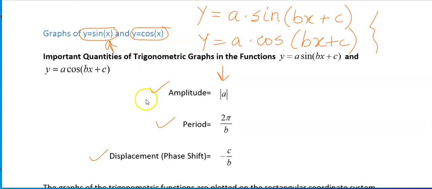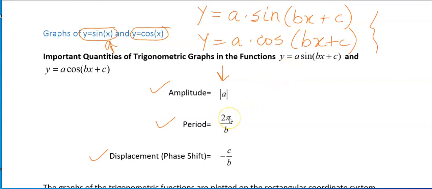Right here, this basically tells you how A and B and C are related to the amplitude and the period, and also the displacement. These formulas right here: the amplitude, whatever number is in front of your sine, the absolute value of that is your amplitude, because sometimes it's negative. Now, if it is negative, remember that refers to a reflection in the x-axis, but in most of the examples we're going to be looking at, A is going to be positive.